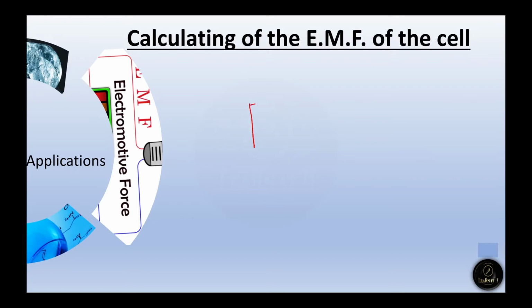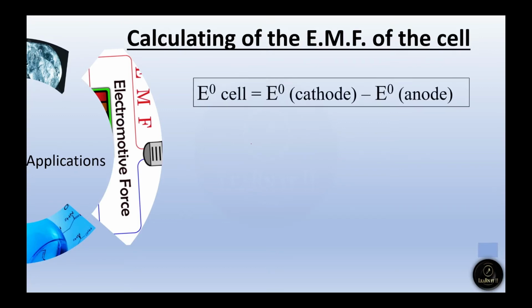So EMF is more in the beginning, but when we start to use the cell, its energy or potential difference decreases. Now this is called the potential of cell or cell potential. So EMF of the cell can be calculated by using the formula: E naught of the cell, which is EMF of the cell, is equal to E naught of cathode minus E naught of anode.